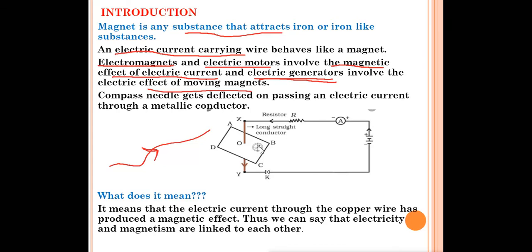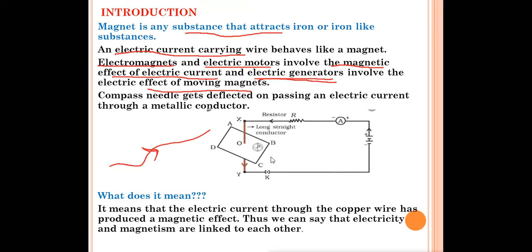Why is it getting deflected? Because of the electric current, some amount of magnetic effect is also produced over there. Because of that, the compass needle is getting deflected. It is changing its direction on passing the electric current. So what does this mean? Why is the needle getting deflected on passing electric current? The answer is given there. It means that electric current through the copper wire has produced a magnetic effect.